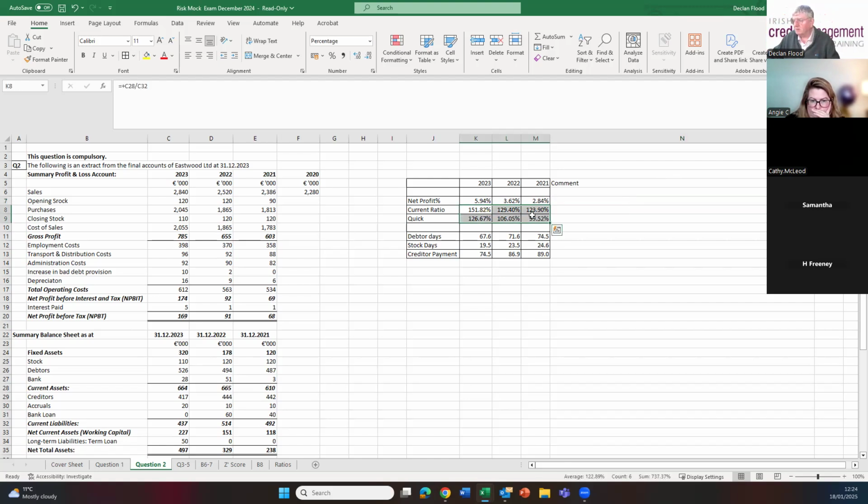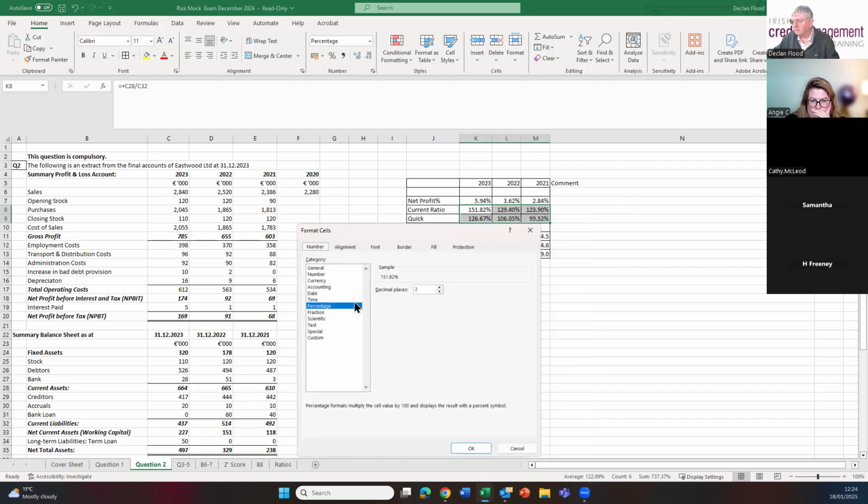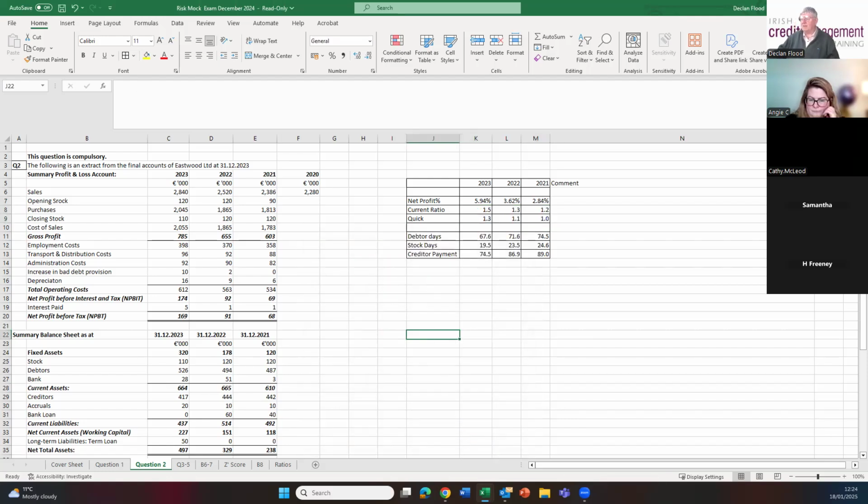Maybe rather than show that as a percentage, I should show it as just a number, with 1 decimal place. Yeah, that probably makes more sense. So my current ratio has gone from 1.2 to 1.3 to 1.5. The bigger the current ratio, the better the solvency, the better their ability to pay their bills.